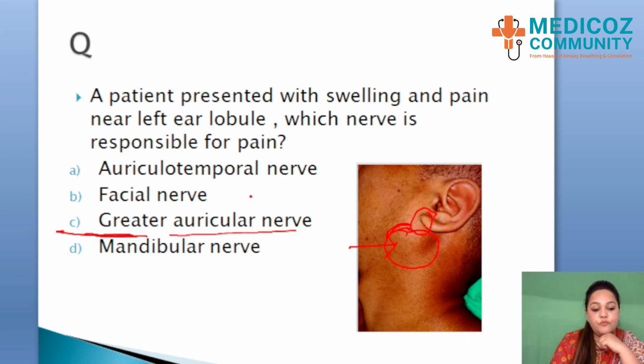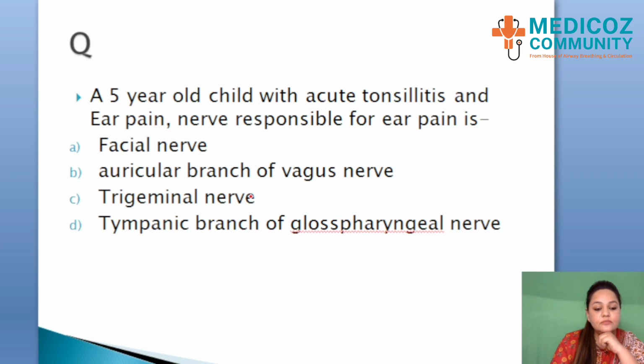So this is the point here. Okay, so we have the next question here, that is a 5-year-old child with acute tonsillitis and ear pain. Now we need to identify which nerve is responsible for the ear pain here. Clear? So hence it is the case of tonsillitis here.